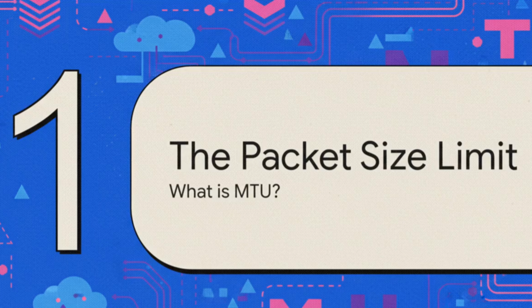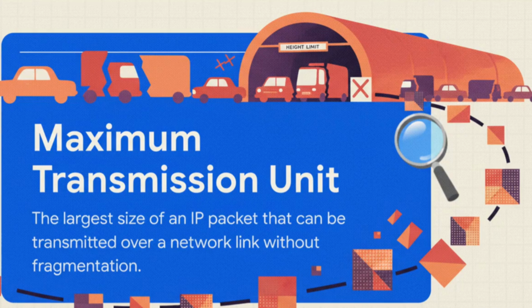So, let's kick things off with a core concept, a little three-letter acronym that pretty much governs everything you do online, MTU. Okay, so the maximum transmission unit, or MTU, think of it like a height limit for a tunnel on a highway. Every single vehicle, or in our world, every data packet, has to be under that specific height limit to get through. If it's too big, it's not getting through in one piece.